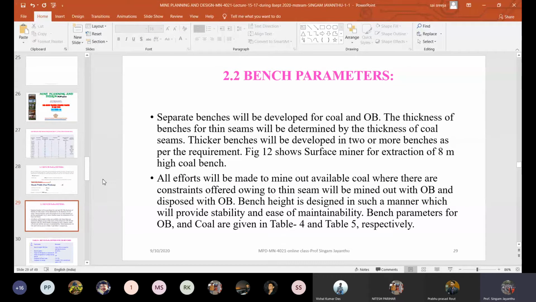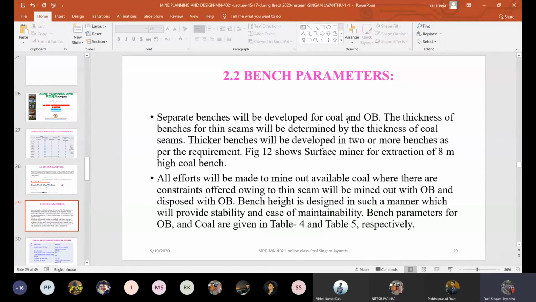And of course, given any conditions, based on that experience, you can plan further. Now, at this stage, let me talk something more about these bench parameters. Here you already understood that separate benches will be developed for coal and overburden. And why the word separate is mentioned: suppose that coal is only 0.5 meter, 1 meter. I will not be making a 1.5 meter bench separate, but that may be a part of your overburden bench on the top, where I can extract that as selective mining.